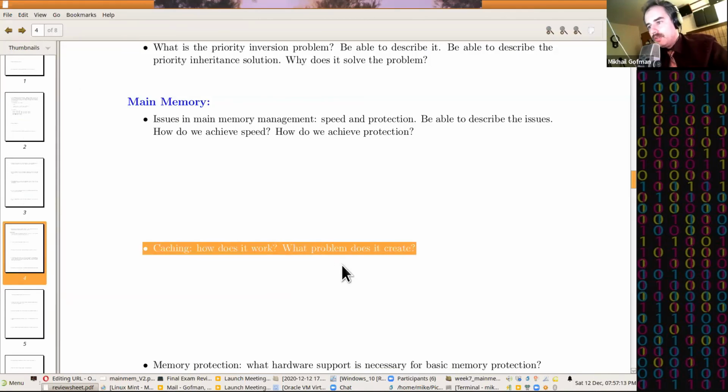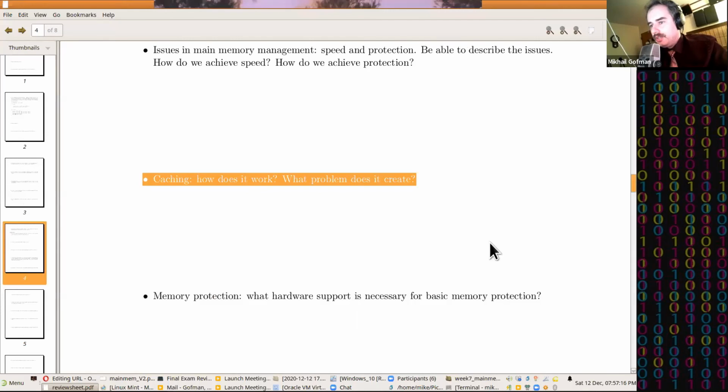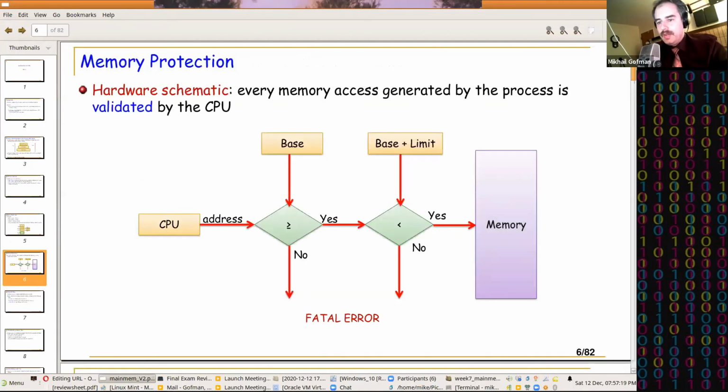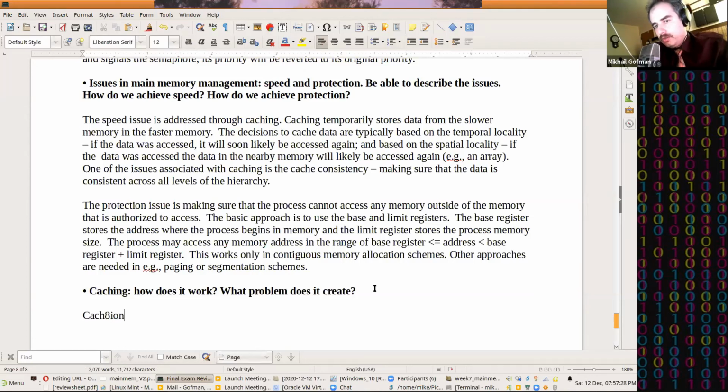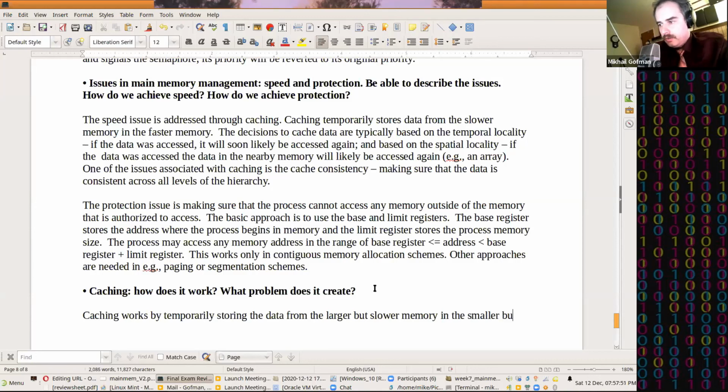So, any questions? And then, okay, so caching, how does it work? I kind of already answered it in the previous one, but I will answer this one explicitly. So caching works by temporarily storing the data from the larger but slower memory in the smaller but faster memory.